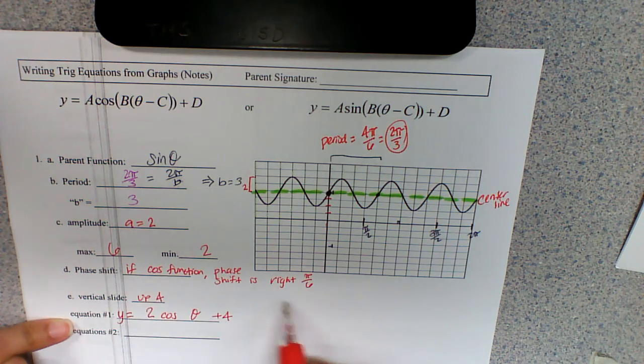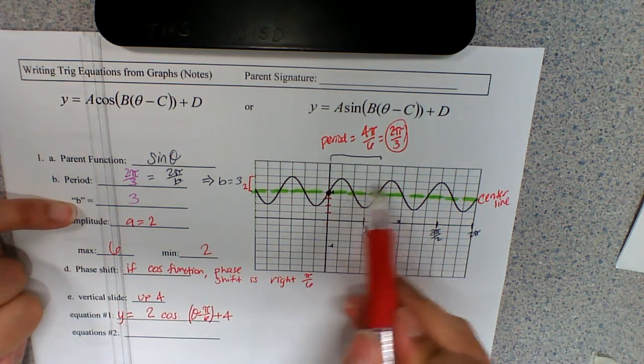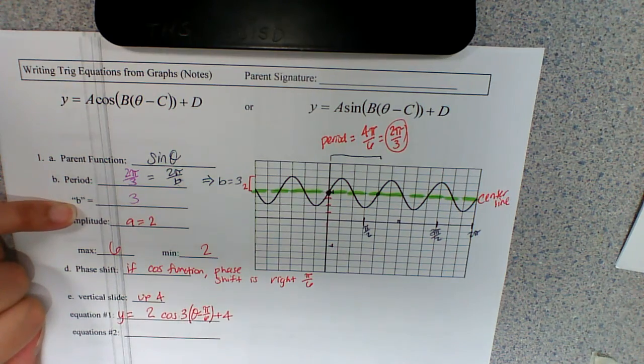I know my phase shift for a cosine function is pi over 6 to the right, so I'm going to put this in parentheses, minus pi over 6. And lastly, I know the b value, based on the period that we found, is 3. And that's going to go right after the cos, right in front of theta, just like that. And there you go, there's your cosine function.